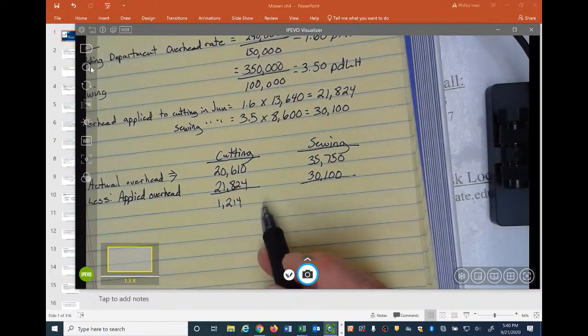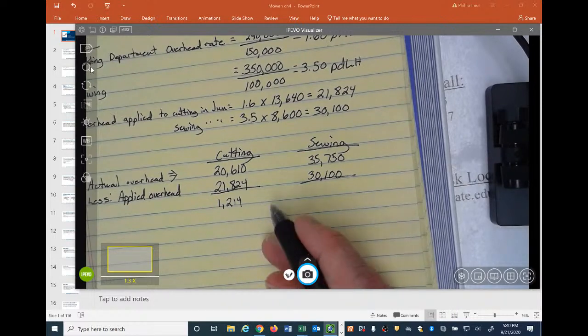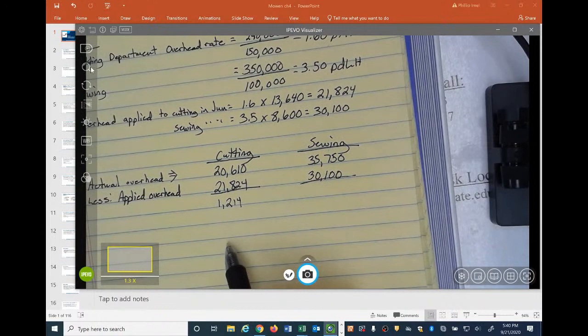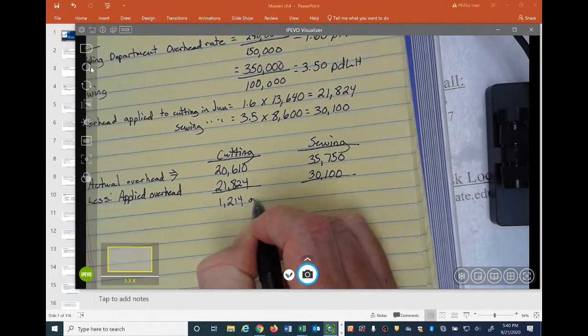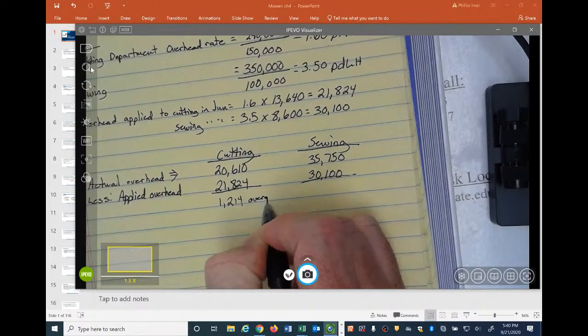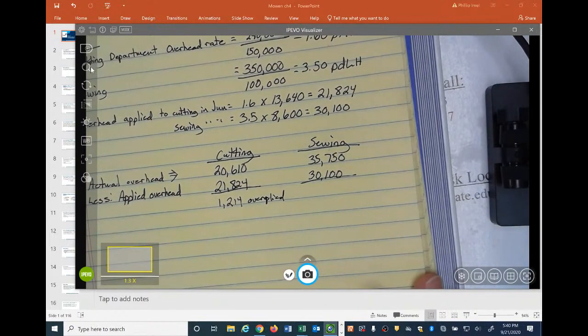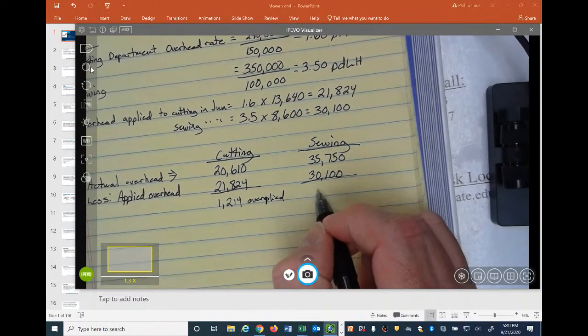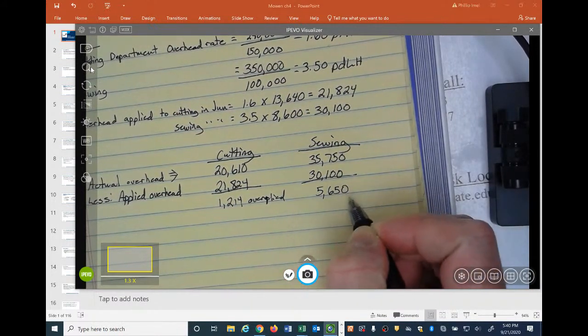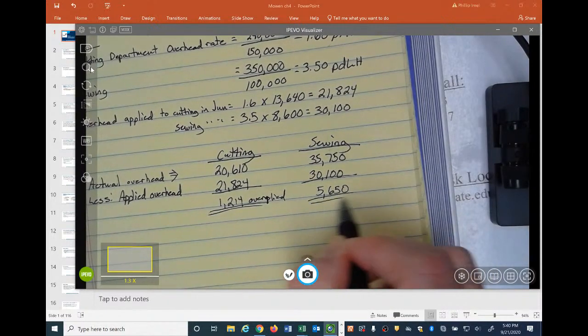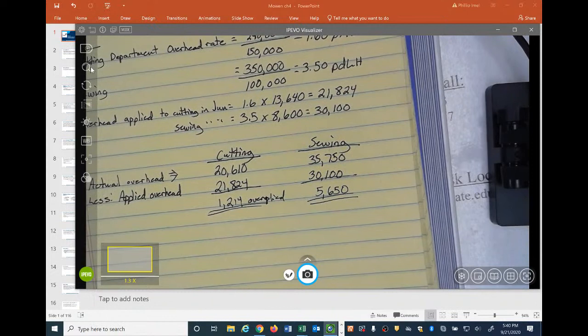Over applied. Why? Because too much. We actually over applied the cost throughout the year because the applied is more than the actual. So now that variance is 1,214 over applied. Okay, what about this one here? This one's $5,650. So which one is this one, over or under? Under. This one's under, and why is it under again? Because it's less. The applied was less than what the actual cost was.